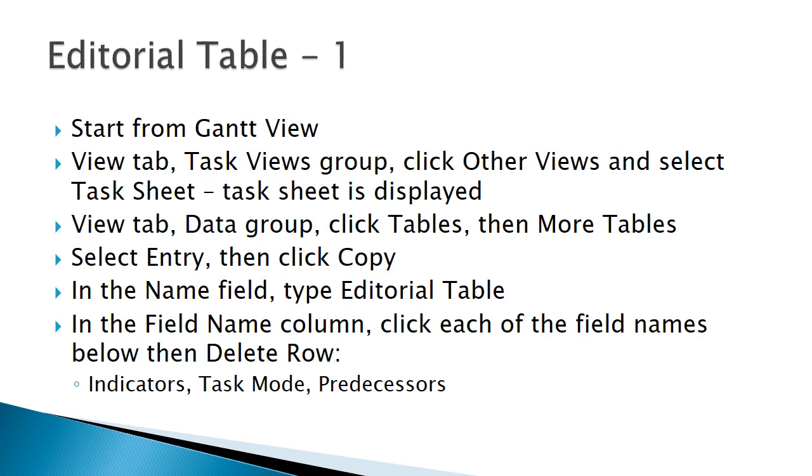Let's imagine we want to create a table to display more information about editorial tasks in the book launch project plan. In particular, the plan already contains a customized text field, text 9, to hold information about the editorial focus for each editorial task. We want to create a custom table, similar to the entry table, to display the data. Start from the Gantt chart view and follow these steps to create the editorial table. The instructions continue on the next slide.